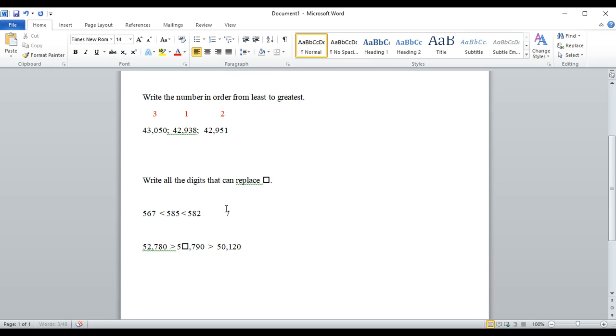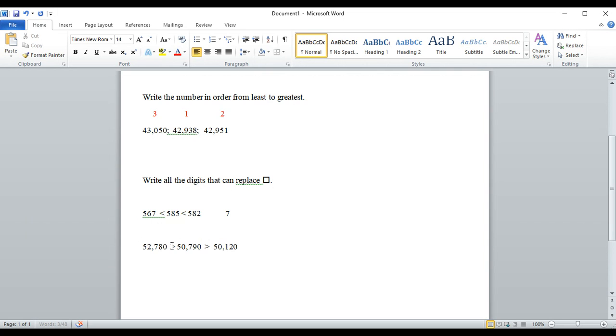All right, we're going to look at the next one. The next one says 52,780 is greater than 50-something thousand 790 is greater than 50,120. So what are we going to put in this box? Again, I like to start at the beginning.